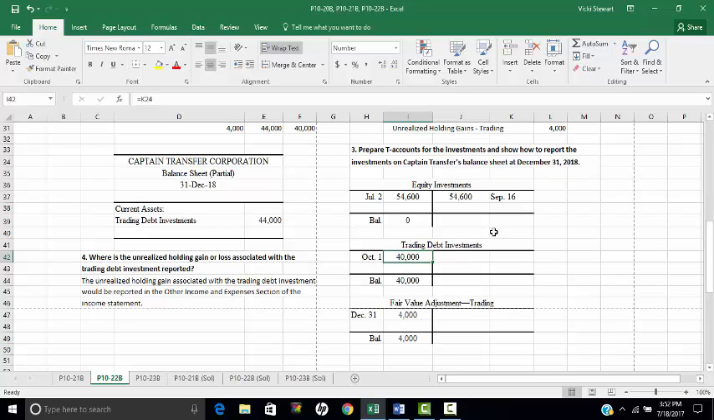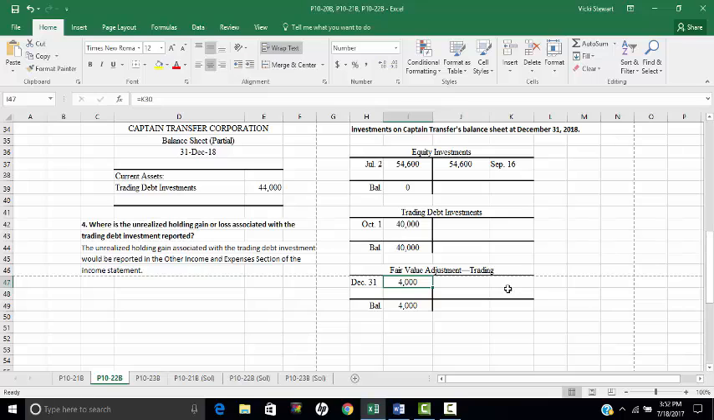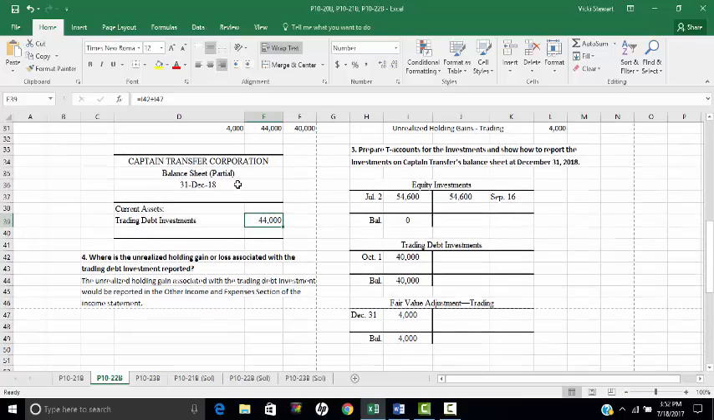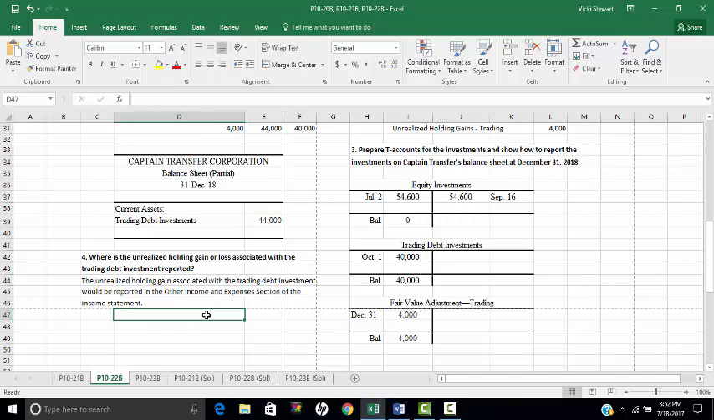The trading debt investments account was increased on October 1st for the purchase of the Purple bonds. So it has a $40,000 balance at the balance sheet date. But remember, we also made the fair value adjustment to record the $4,000 unrealized holding gain for these securities at December 31st. So the trading debt investments will be shown at fair market value on the balance sheet at December 31st, 2018, or $44,000.